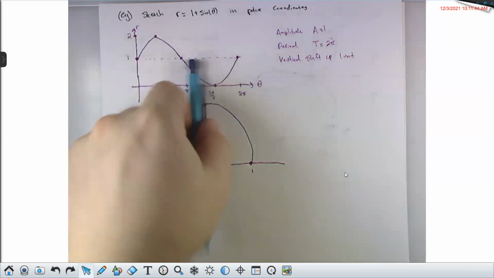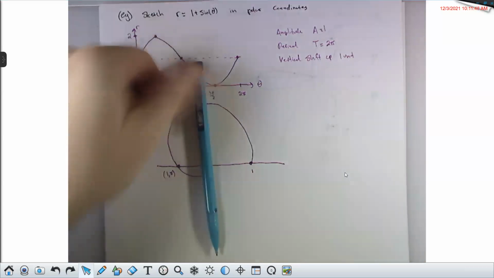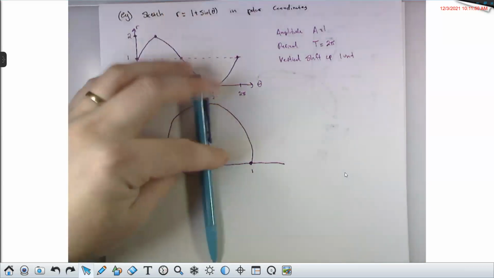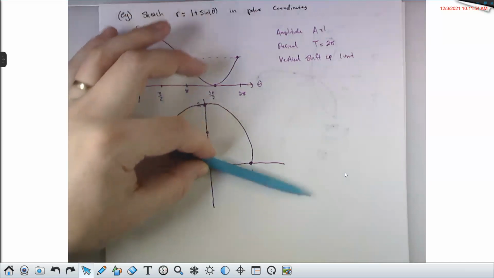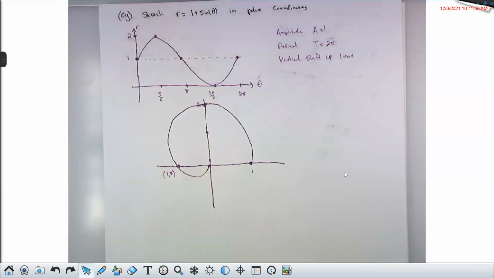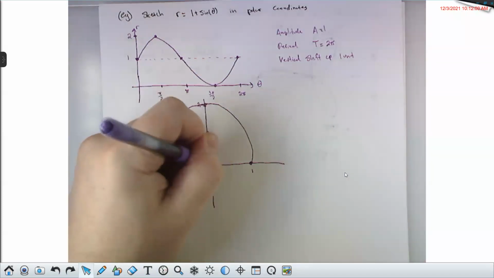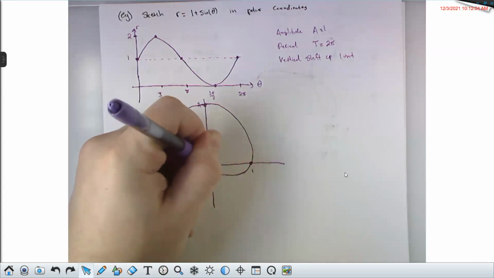And then as I rotate past 3 pi over 2, back around towards 2 pi, my little dude is going to run back out, but only going to get to 1, right? Because that's this point, 1 comma 2 pi. So we're going to come back out and join up with this.